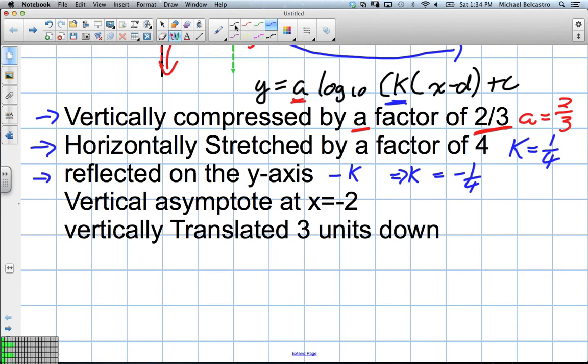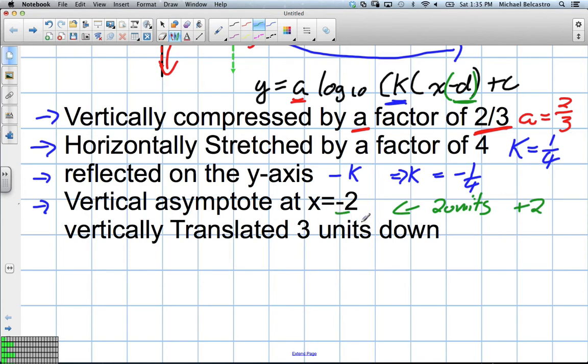A vertical asymptote, that's important they worded it that way. A vertical asymptote at x equals -2. That's going to deal with our d value because we're going to be horizontally translated which way? To the left. So we're going to go to the left 2 units. Now technically you plug in -2 and you'd have a negative of a negative. Tell me what this operation will be in front of d. Positive. It's going to say +2.